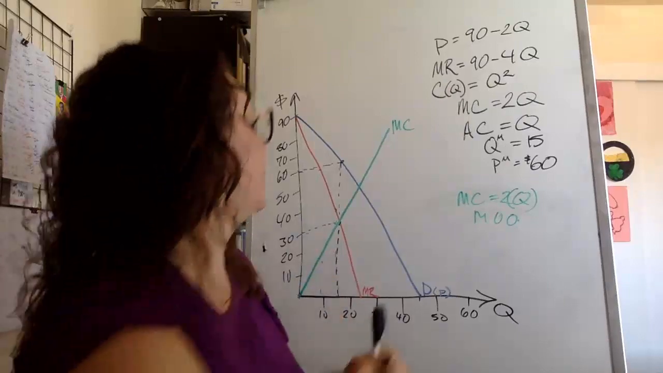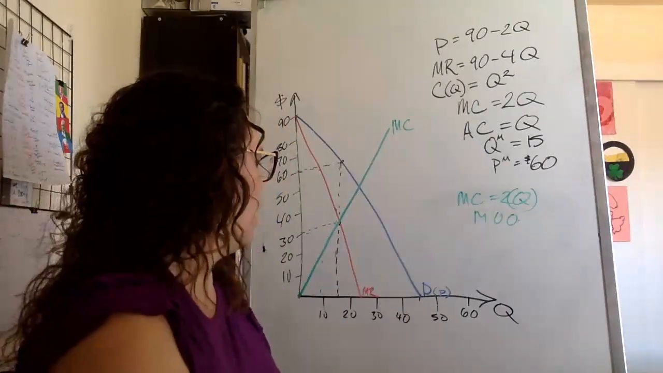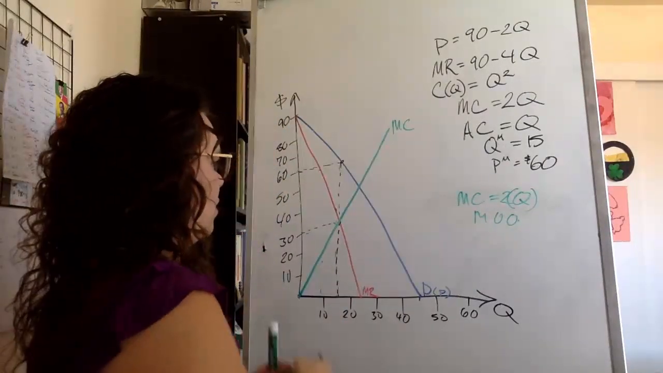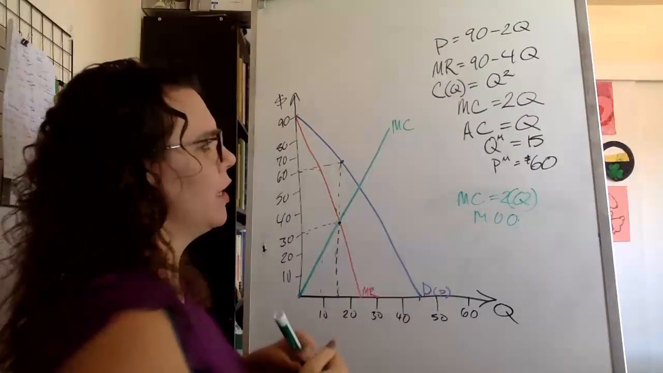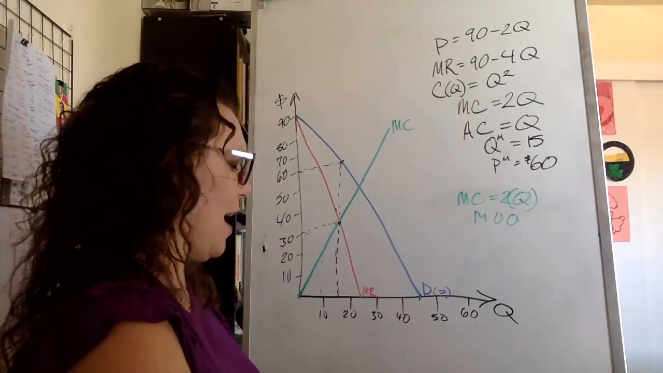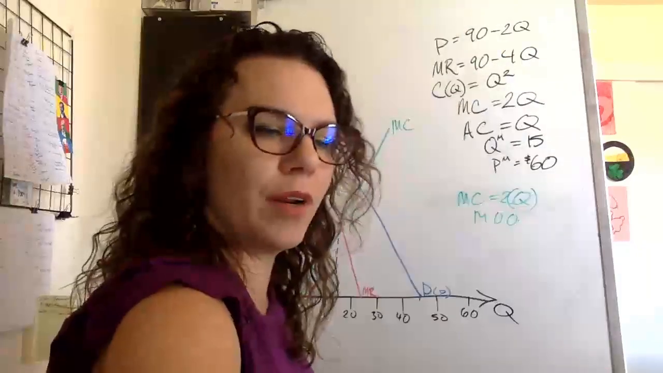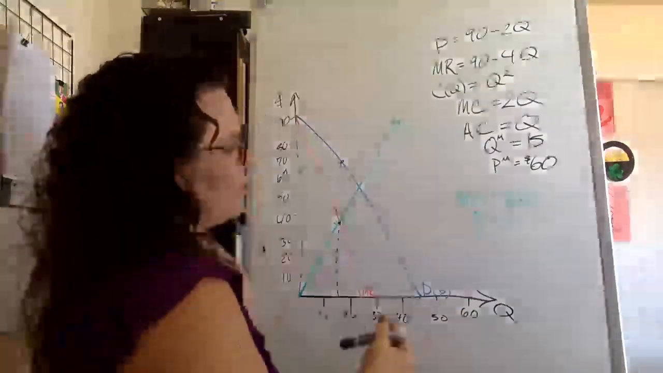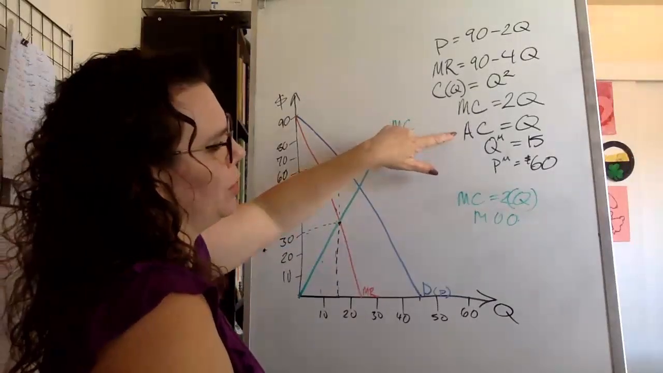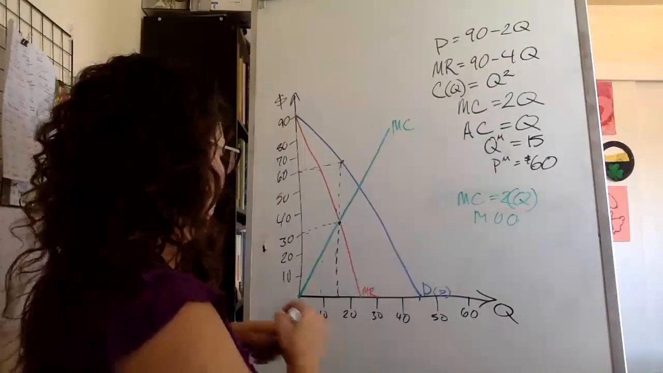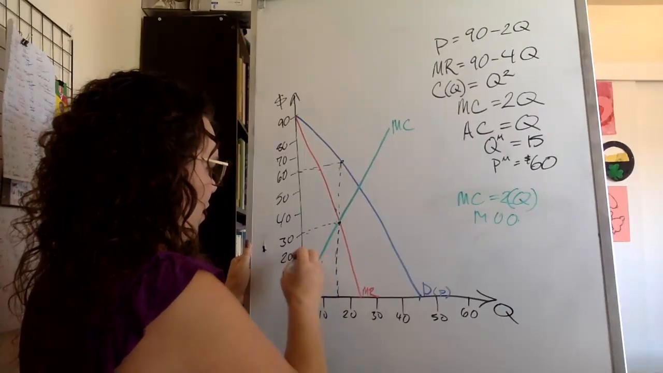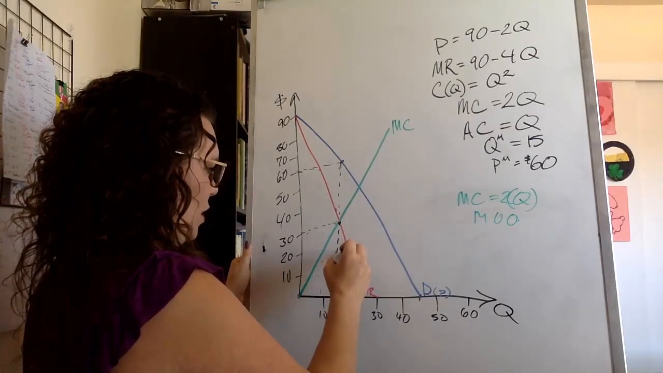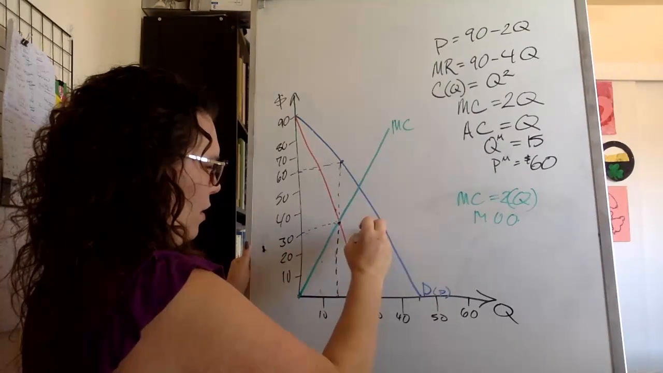Okay. So now we've got our marginal cost curve drawn in. We also want to draw our average cost curve. I'm going to grab one more color because you can't have too many colors. And our average cost curve is basically just going to be a ray out of the origin, because average cost is equal to quantity, which means it's going to be 10 to 10, 20 to 20, 30 to 30, and so on.